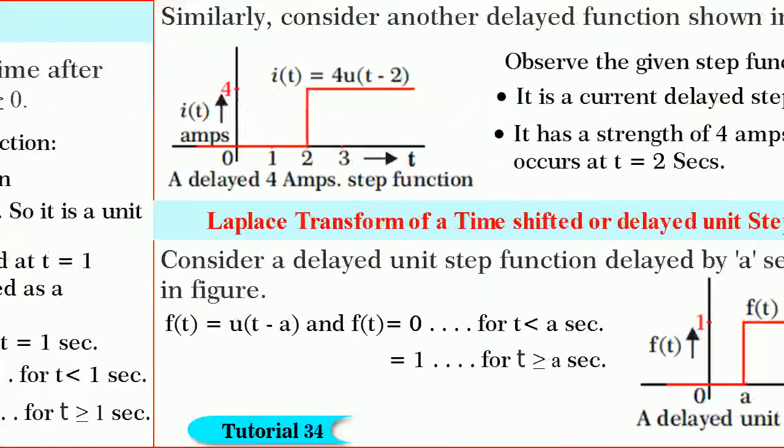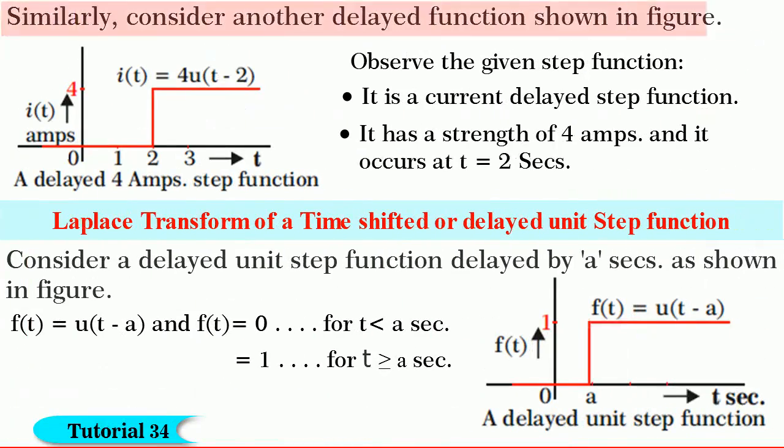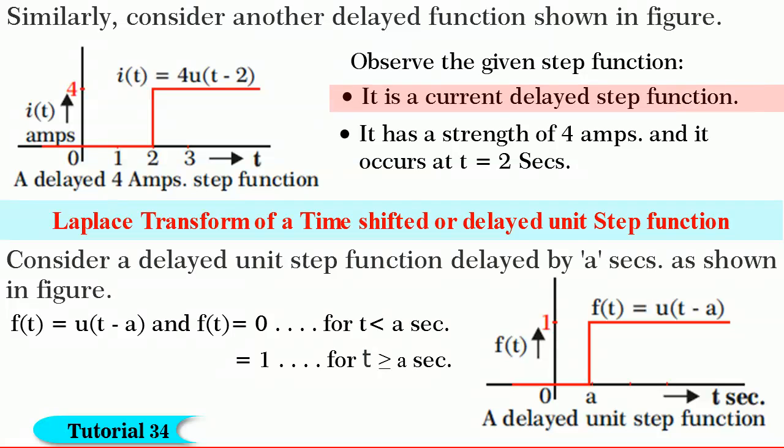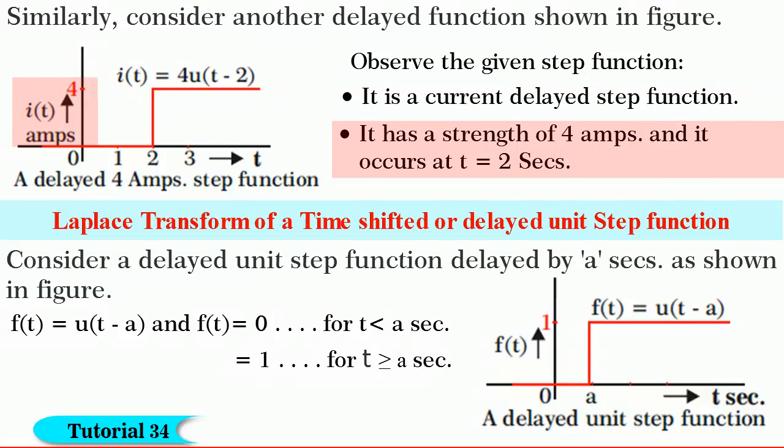That is simple. Similarly, consider another delayed step function shown in figure. Observe the given step function. It is a current delayed step function. It has a strength of 4 amperes and it occurs at t is equal to 2 seconds. Note that. So, it can be represented as i of t is equal to 4 u of t minus 2.